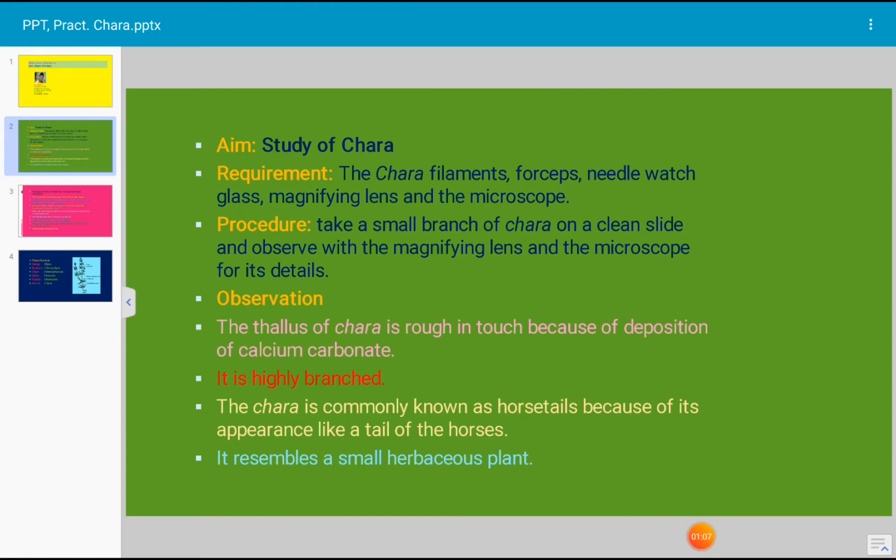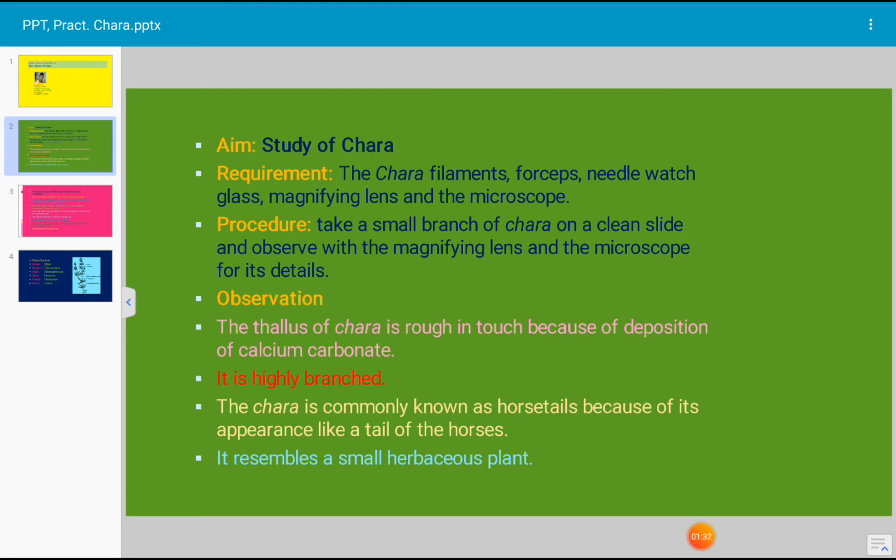When we need microscope, when we study the transverse section of stem or transverse section of its gametes, etc. And this is the practical of external morphology of Chara. We just have to see all the details with the help of magnifying lens, and we have to write in observation.